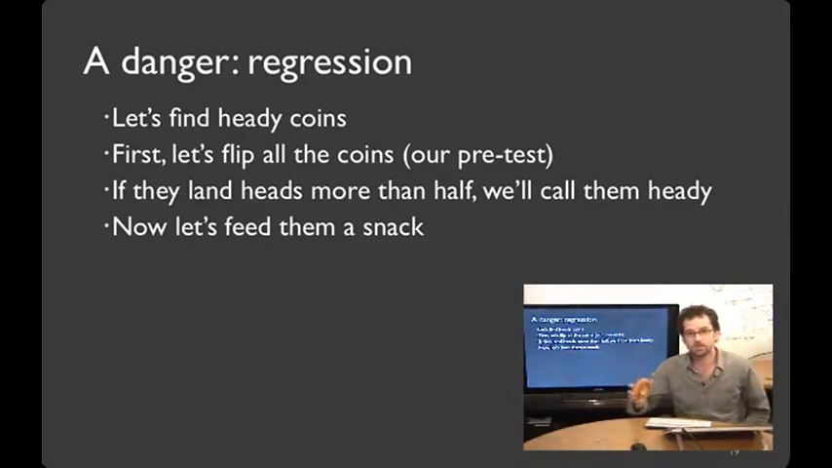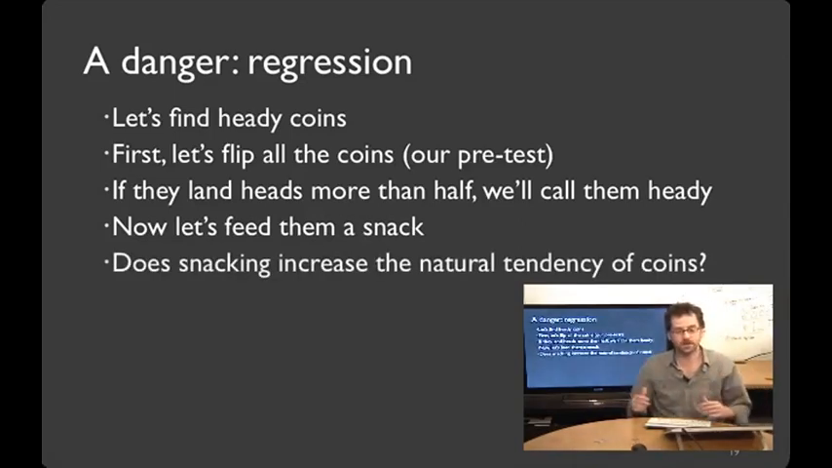In fact, this is the same bagel as in the last lecture, so it's not such a fresh bagel anymore, but nonetheless we think it'll give our coins some sustenance. So we can let them each eat some of the bagel, and we want to see whether our heady coins become more so, and whether our taily coins become more so. So we think the natural tendency of these coins is in one direction. By feeding them, I think that may make them more so. So the question that we're going to ask is whether snacking increases the natural tendency of coins.